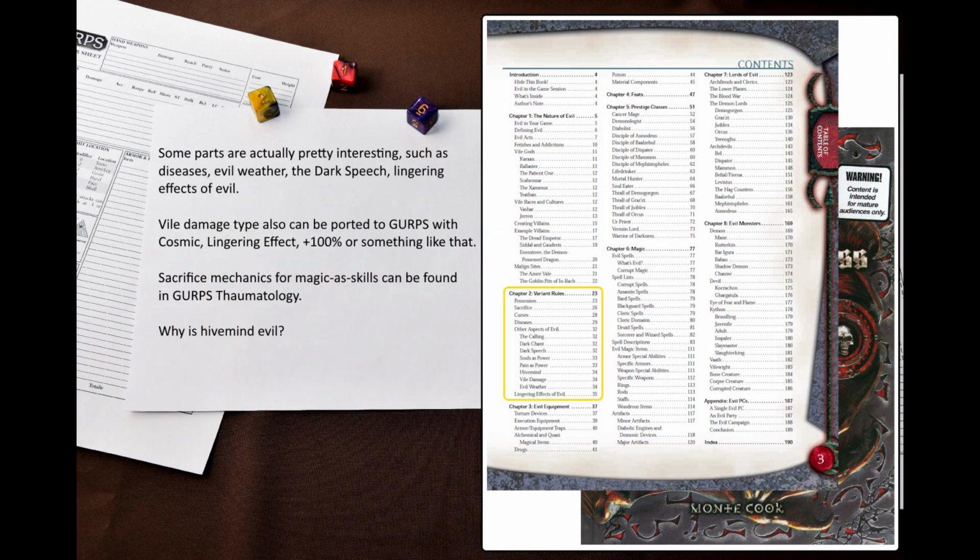The second chapter describes various new rules associated with evil. The majority of them exist in GURPS, especially in GURPS Thaumatology. Some ideas in this chapter are actually pretty cool, such as the dark speech, a language of evil deities that has some supernatural properties, and the vile damage type that makes wounds more difficult to heal. That's possible to accomplish in GURPS by applying cosmic lingering effect, evil weather, diseases and lingering effects of evil.